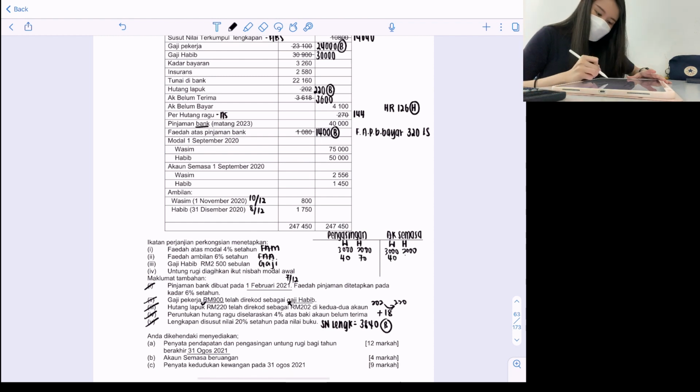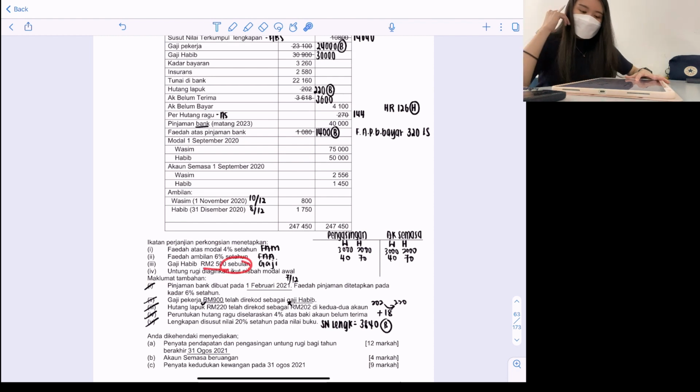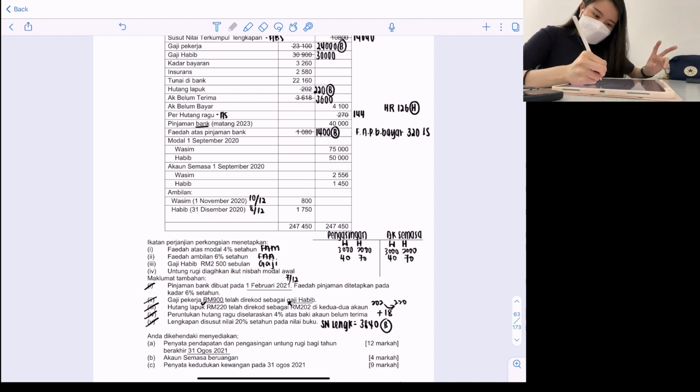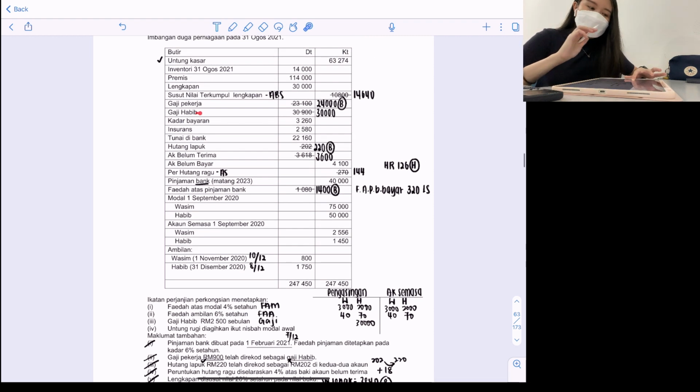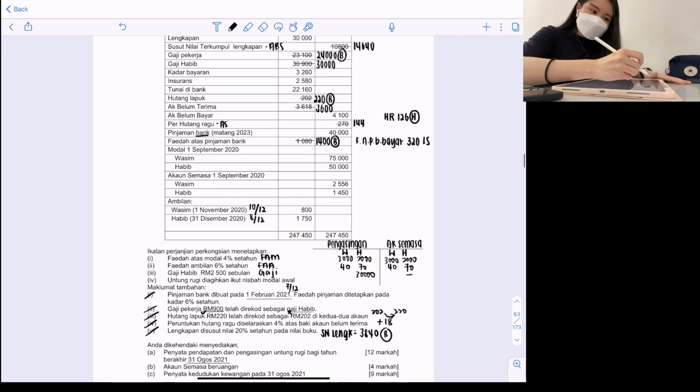Alright, and as for gaji, it's 2,500 sebulan. Be aware, sometimes they will put setahun, so you read properly first before you answer it. So if they say sebulan, a month, so you multiply by 12. Now, no matter paid or not paid, you still will put the number into the pengasingan. So Habib put into Habib's column 30,000, and then you check over here, our payment to Habib is exactly 30,000. So there is no any amount terkurang bayar. We will just put a dash over at the account semasa. So conclusion is that we will only have two things at the account semasa. Faedah atas modal, faedah atas ambilan from your perjanjian, and while pengasingan you will have all three of them lah.